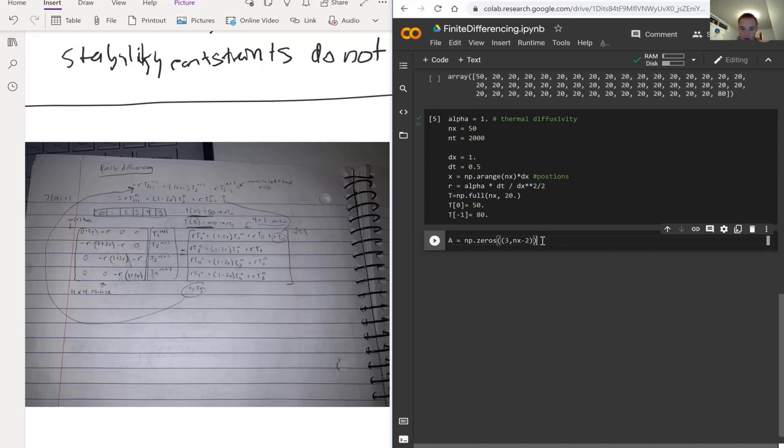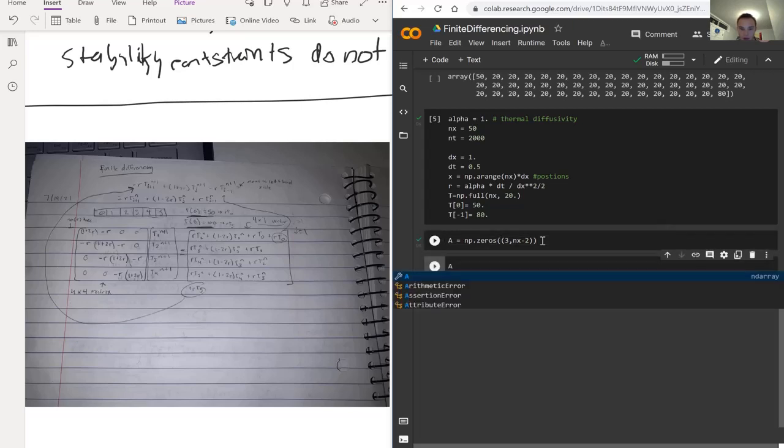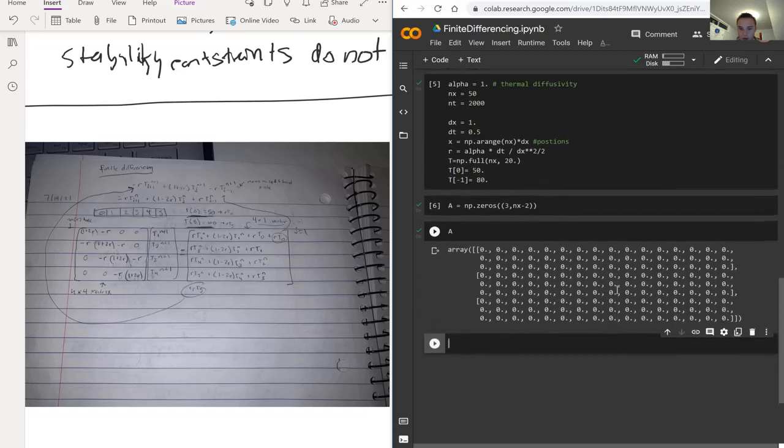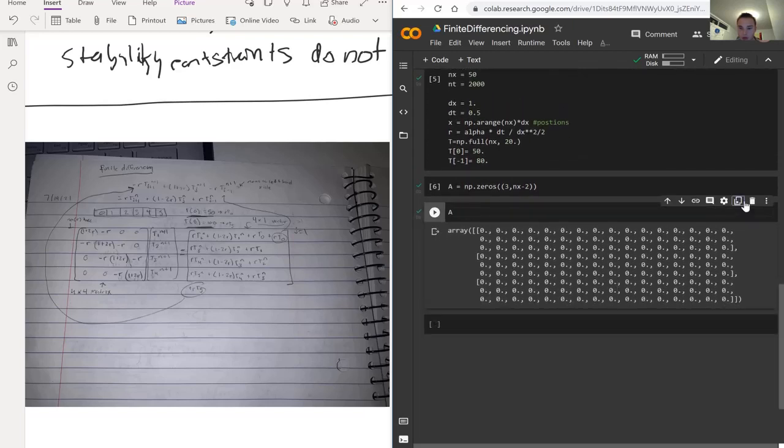Okay, and then that should set up our matrix of the diagonals that we were looking for, because we're going to have a 3 by 48 matrix. So we'll shift enter that, shift enter again, and we can see this will be our array. That just sets all of them to zeros, just to show that.